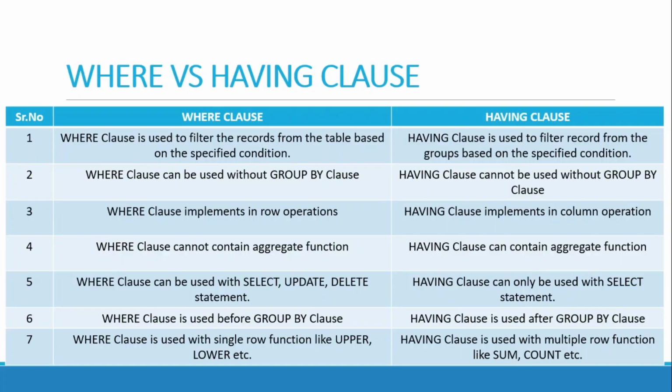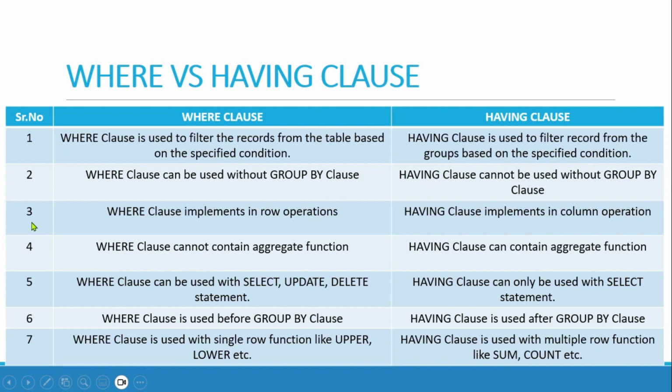Now let's check out the other differences. So the first difference we have already cleared. Now the second difference is where clause can be used without a group by clause, and having clause cannot be used without a group by clause. We have already seen with the example that we can't use a group by with the where. We will get a syntax error. Okay, and with the having clause you should always write a group by, because first it will group, then only we can use the having condition.